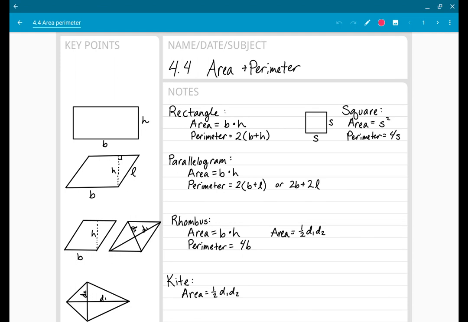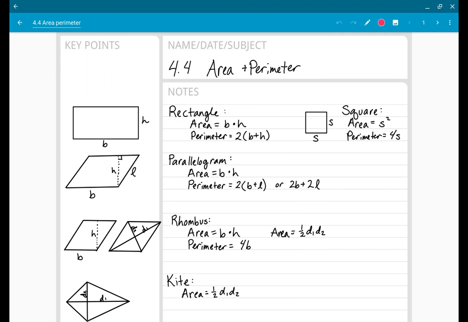It's our last lesson of this unit. For our last lesson, we're going to revisit an older concept, area and perimeter. We're going to focus on all of the quadrilaterals that we've been learning about, and some of them should be familiar to you, but some of them might be new.